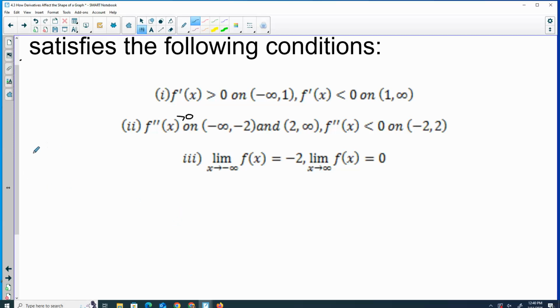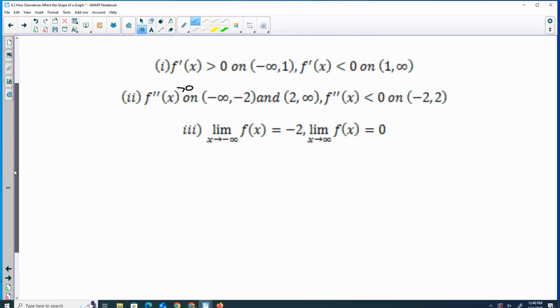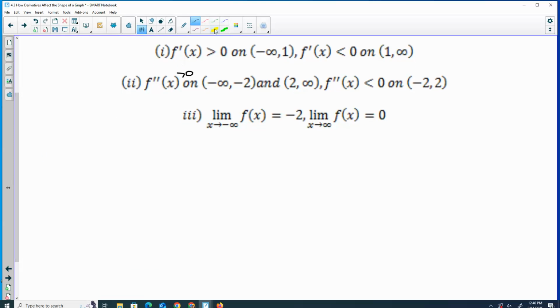I left off the greater than 0 on yours. That's what you need to fix. All right, we are making some graph that fits this requirement. Some graph, probably not the only graph, just one option.